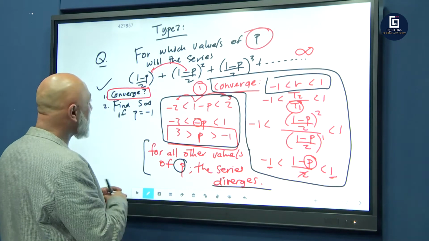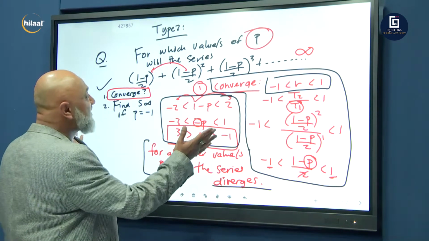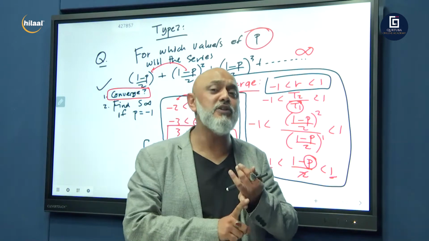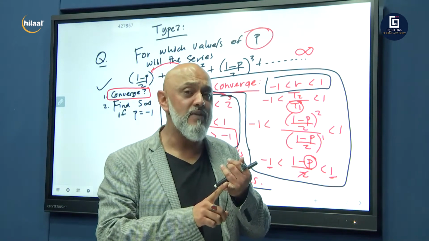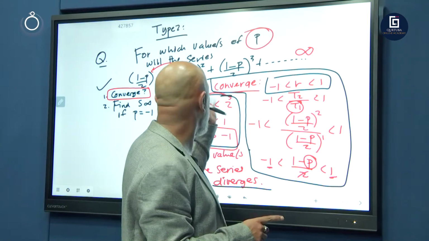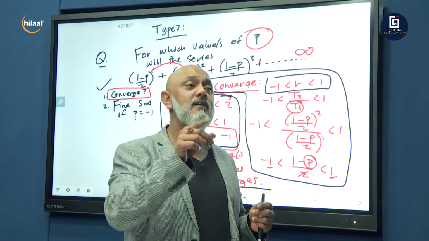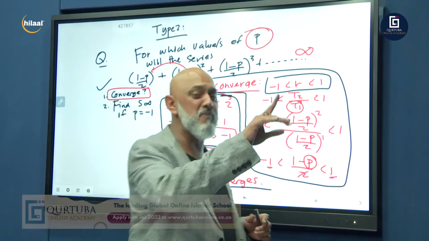Okay, guys. So that wraps this question up. Now the second question, I gave you 2 questions, remember? The first question I told you find the sum to infinity, for which value or values of P will it converge? And then the second question I gave you, find the sum to infinity if P equals -1.